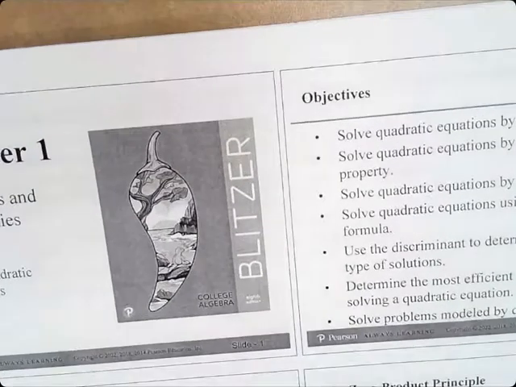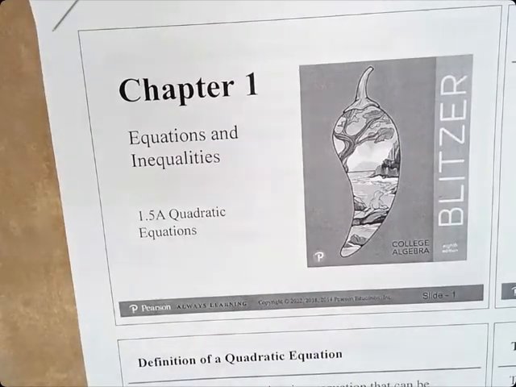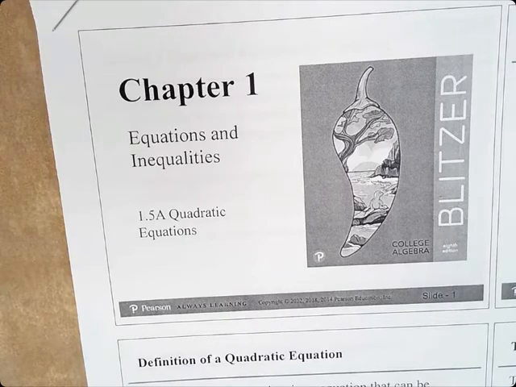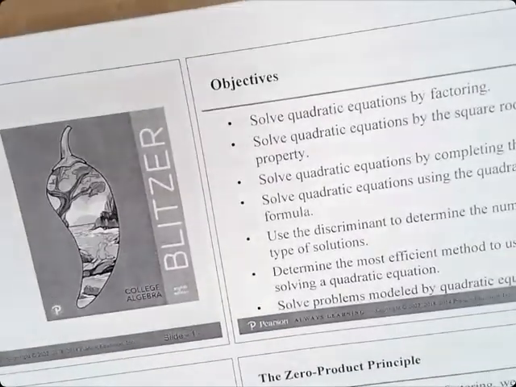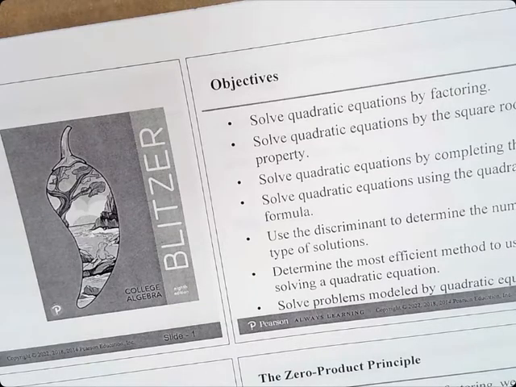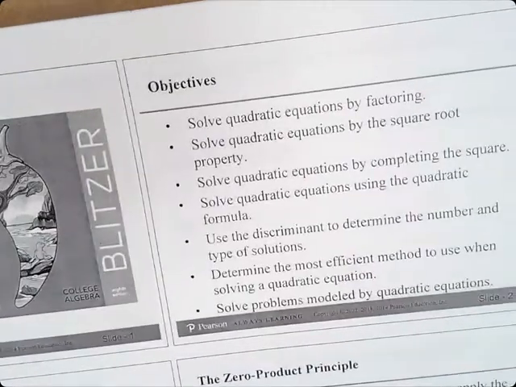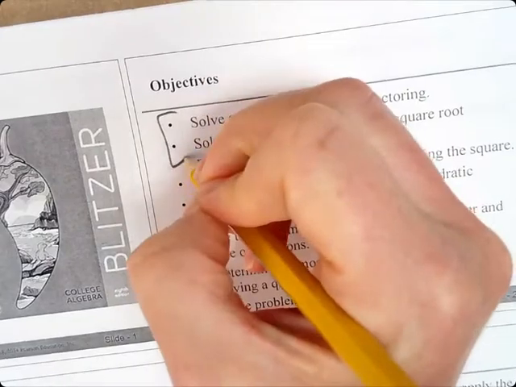We are breaking up 1.5 into two sections. So part A is today. We are going to solve by factoring and using the square root property. So these are the ones for today.